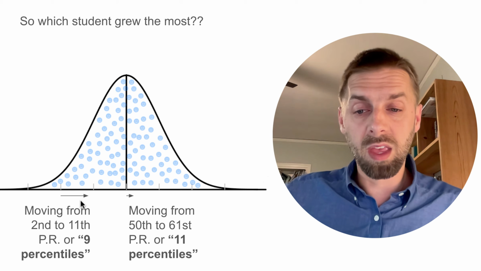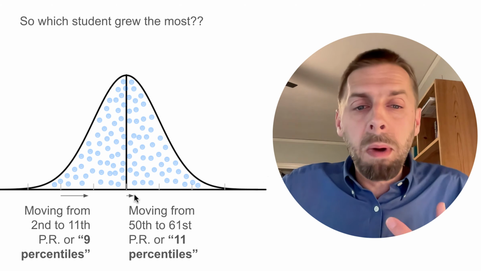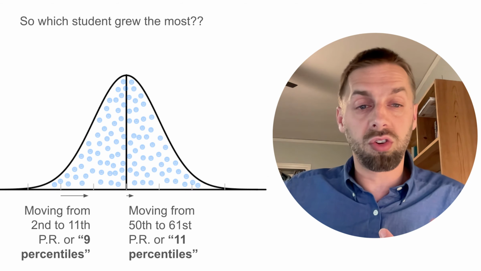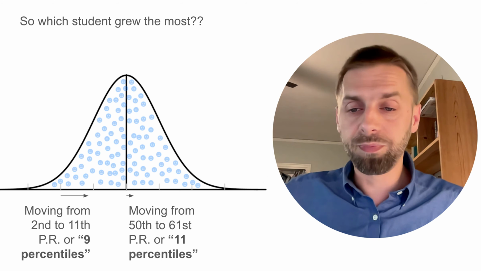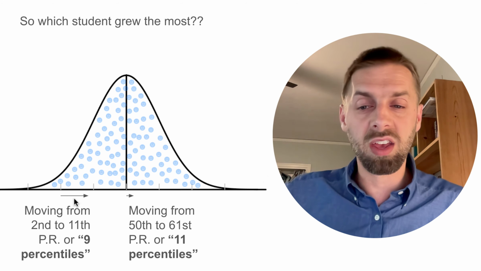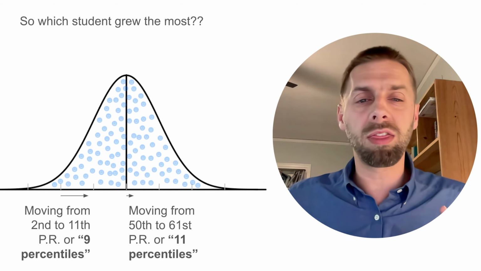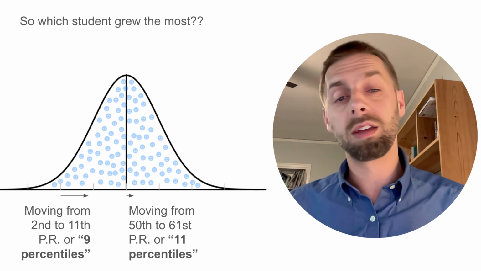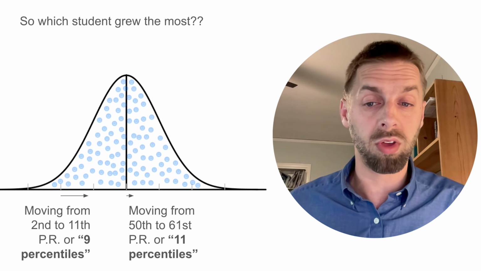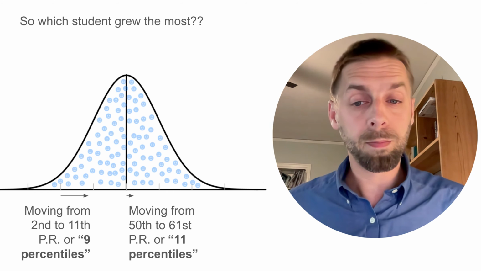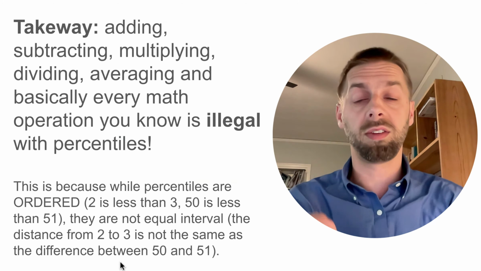But here's the thing. It turns out that the length of this arrow and the length of this arrow represent the amount of learning that they would have had to grow past average growth in order to pass others in the test. And so actually the person moving from the second to the 11th percentile rank grew a lot more. Let's just say they grew 3 weeks extra this year compared to typical growth, where this person only grew 1 week extra this year compared to typical growth. So who's the most improved student? Well, it certainly actually is this person who grew 9 percentiles, not this person who grew 11 percentiles.